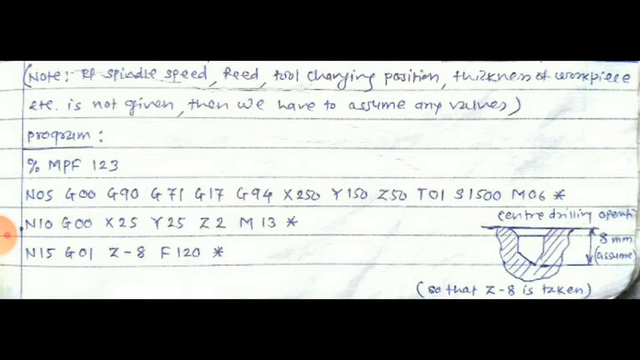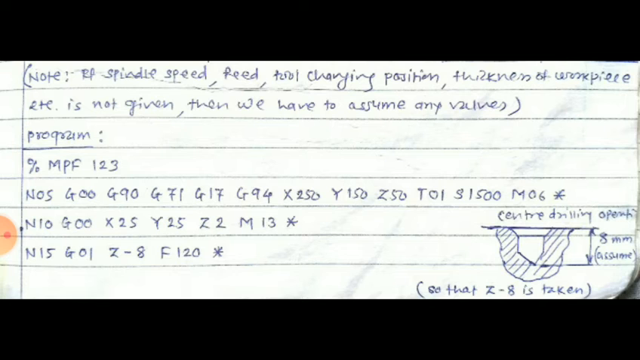So you can see the next block N10, that is G00, X25, Y25, Z2, M13. So the table is moved to X25, Y25 for center drilling hole 1. So that is X25, Y25. These are the coordinates of hole number 1.